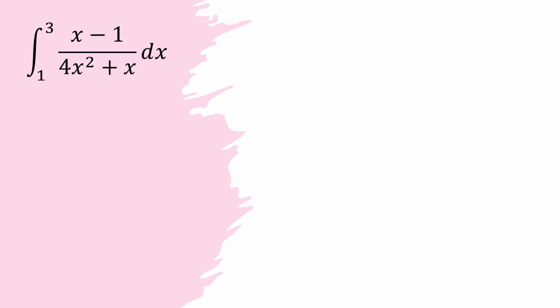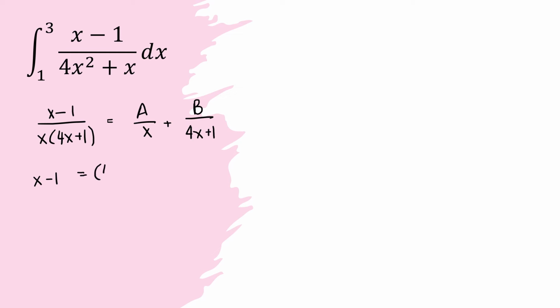So we'll try again with our partial fractions. Right away, let me get my pen going here. There it is. We have x minus 1 over x onto 4x plus 1. Okay, we want to make this into a over x plus b over 4x plus 1. So we clear the fractions. X minus 1 equals 4x plus 1a plus xb.